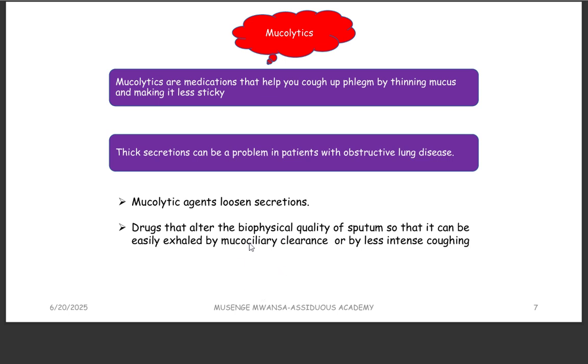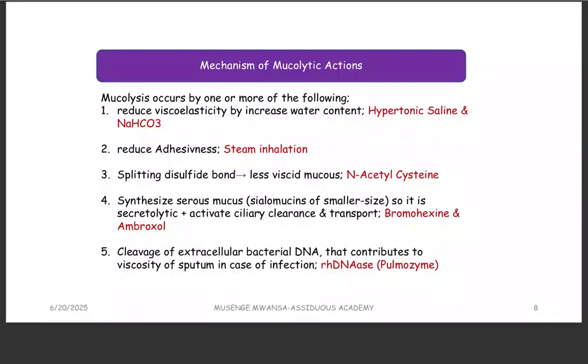And drugs that alter the biophysical quality of sputum are the ones we are calling mucolytics. Okay, they will be able to alter the biophysical quality of sputum so that it can be easily exhaled by the mucociliary clearance or with less intense coughing. So basically, looking at the biophysical, you are trying to thin it.